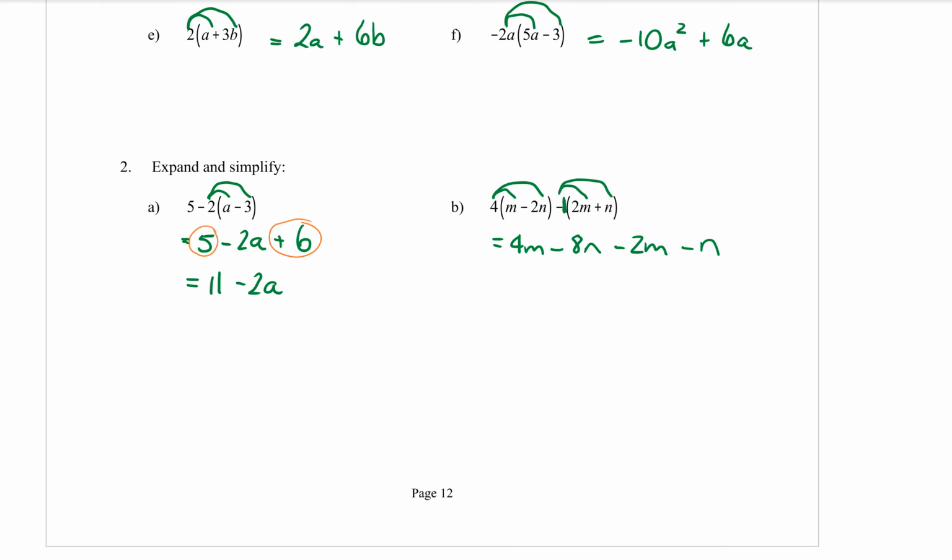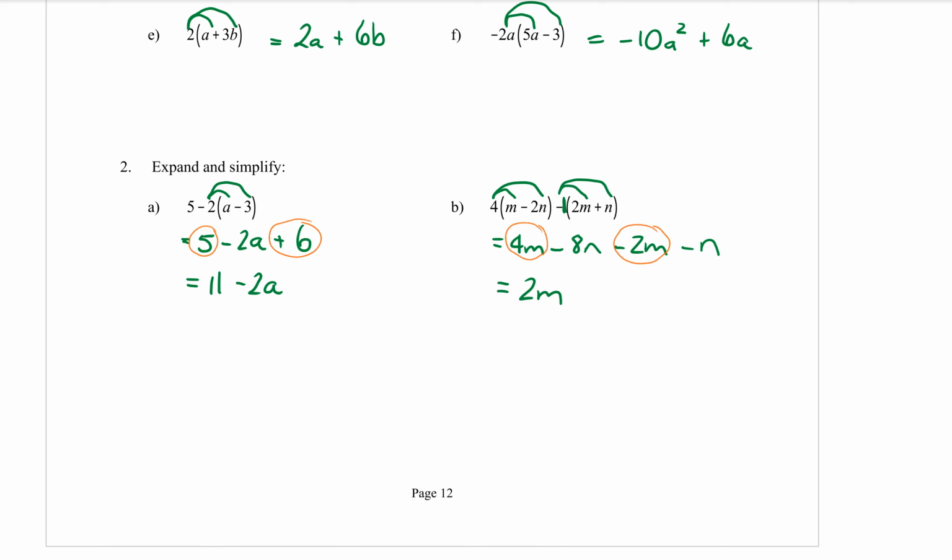Okay, we've done the expanding part. We got rid of the brackets. Now we're looking for like terms. Which ones can go together? The 4m and minus 2m. 4 minus 2 is 2, so they make 2m.